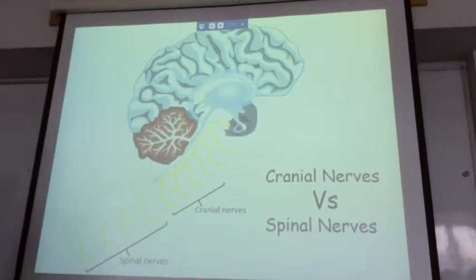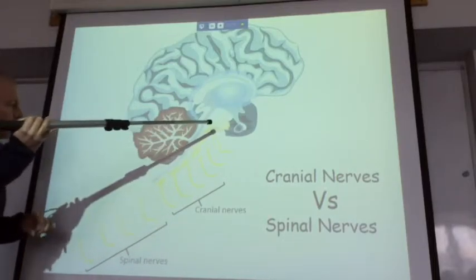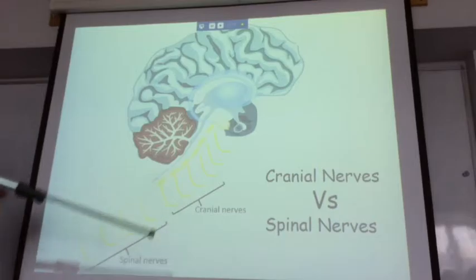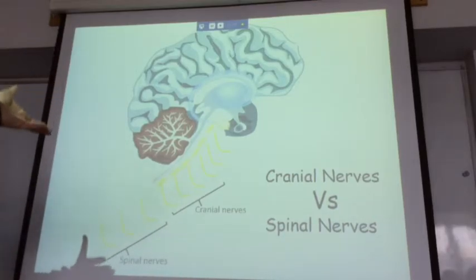One of the things that veterinary students quite like is to learn the names and the locations of all the cranial nerve nuclei and stuff like that. But you don't need to know that on this course. All you need to know is not to be put off when you see the word cranial nerve. It's just one of those nerves that's coming out of the bottom as opposed to coming out of the spine. Simples.